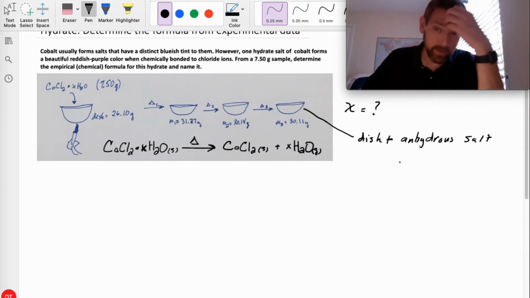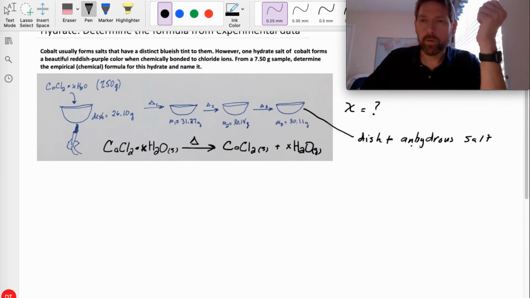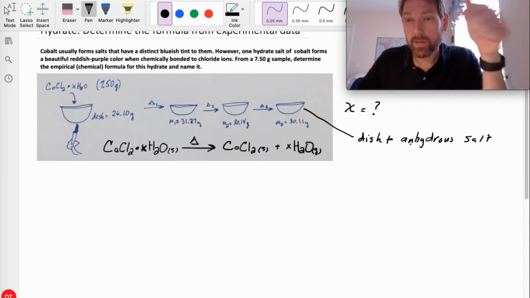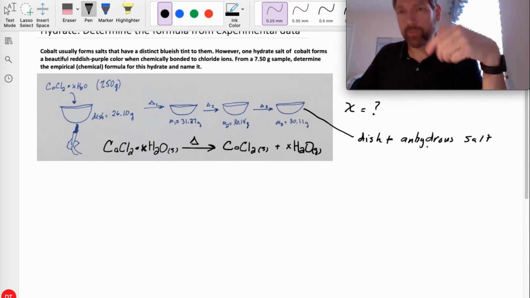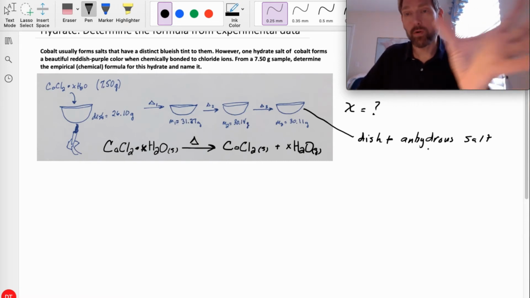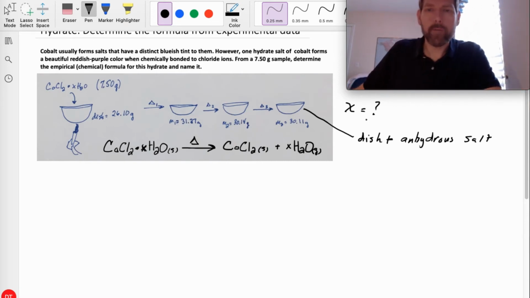So remember, anhydrous, so A or AN in front of something means not, it negates it, so this means not hydrated. So once all the water's gone, you would call it an anhydrous salt. When the water's there, you call it a hydrate, right? So that represents that. Now, that's 30.11 grams. So if we were to subtract the mass of the dish, right?